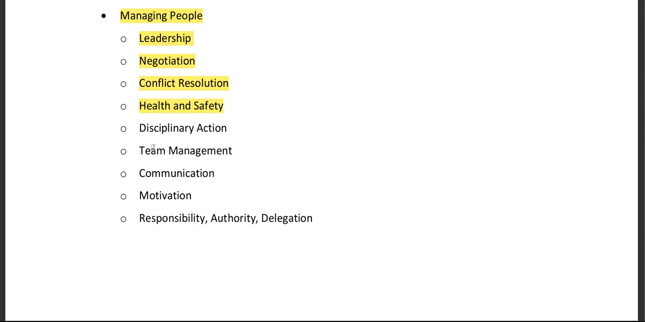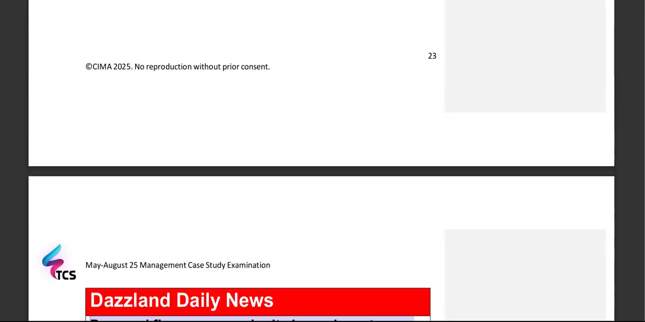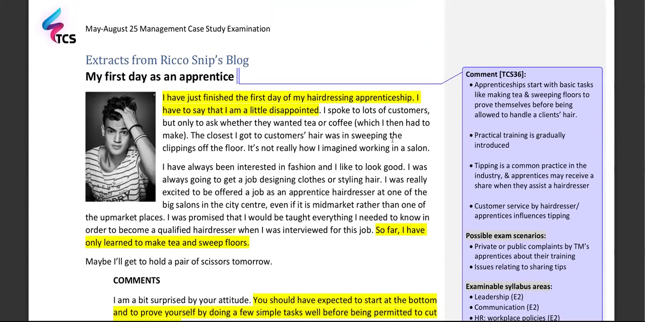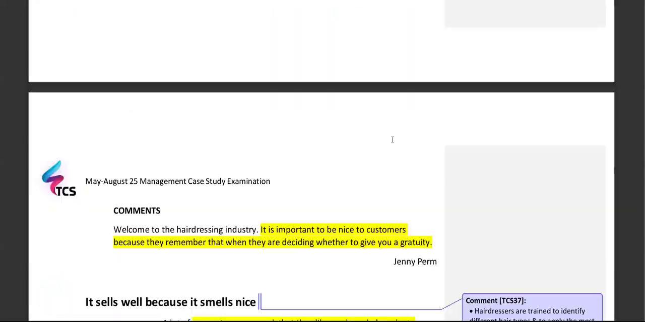Disciplinary action, once again, a highly relevant area, because you have been given some hint that the apprentices or the trainees are not easy to manage. If you would look at the newspaper articles, the blog posts towards the end of the annotated pre-seen, you will see that these new generation of hairdressers have a lot of complaints with regard to their first day, and having to make coffee and having to sweep and whatnot.